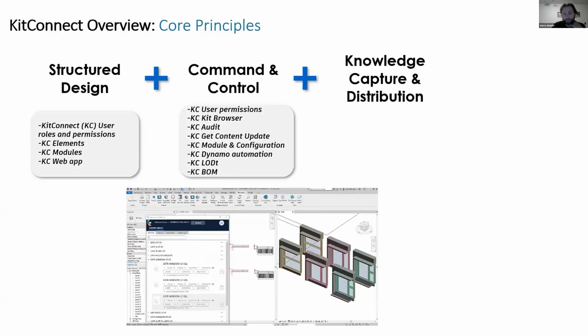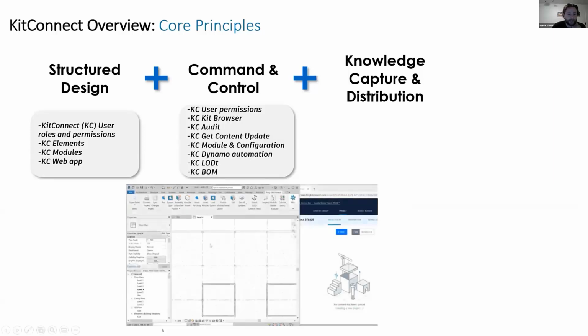Next, what we're going to look at is another video. We're going to look at some design automation using Dynamo. Additionally, we're going to look at what KitConnect calls level of detail. And then we're going to look at a bill of material service that KitConnect also offers.